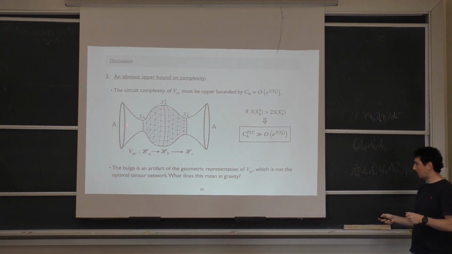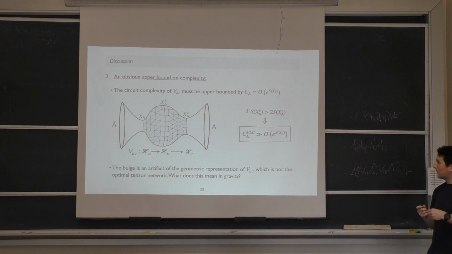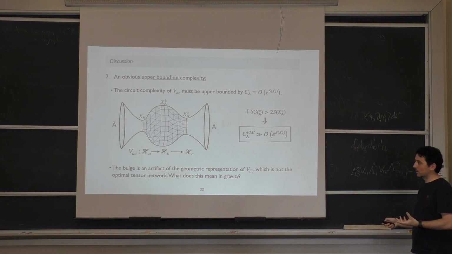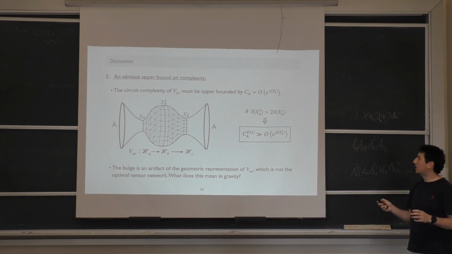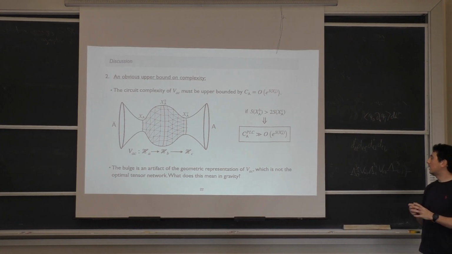So let's focus on this part of the boundary map, which takes us from the minimal surface to the constriction. No matter what this approximate isometry between the minimal surface and the constriction is, its complexity cannot be larger than the exponential of the entropy of the constriction. Shouldn't it be order e to the 2 times the entropy? Well, yeah, there could be factors of 2.